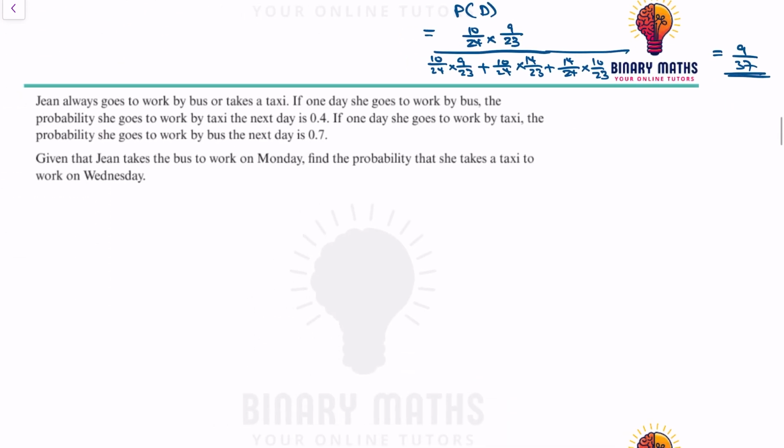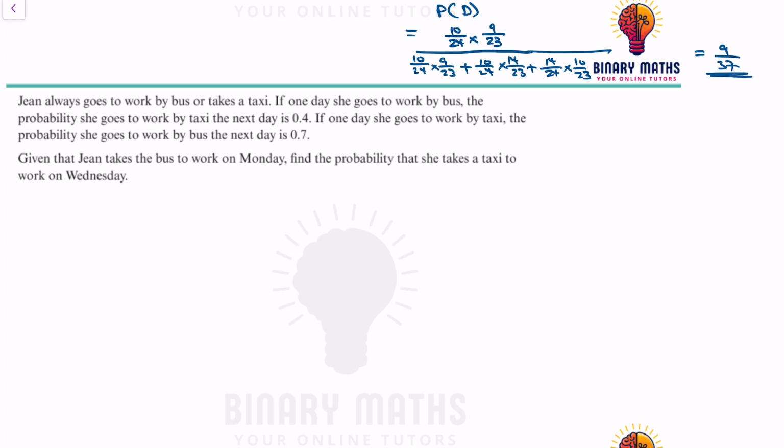Okay, next question. Jean always goes to work by bus or takes a taxi. If one day she goes to work by bus, the probability she goes to work by taxi the next day is 0.4. If one day she goes to work by taxi, the probability she goes to work by bus the next day is 0.4. Given that Jean takes the bus to work on Monday, find the probability that she takes a taxi to work on Wednesday.